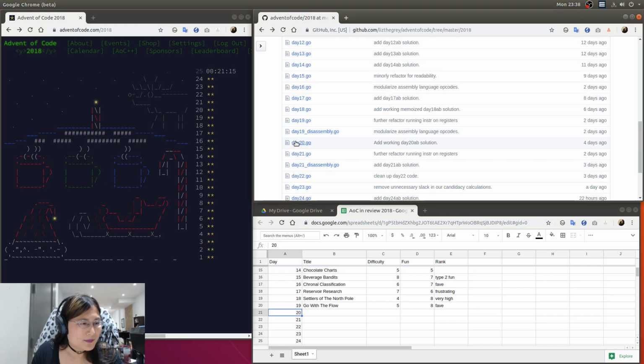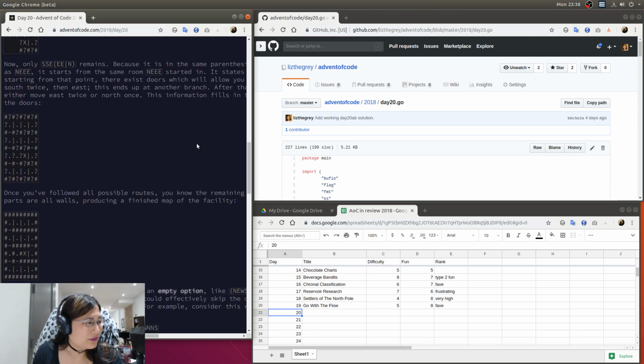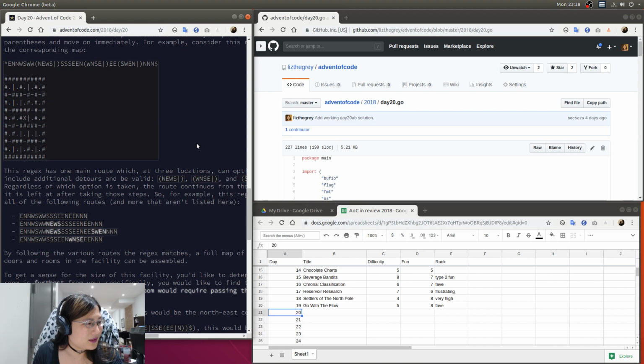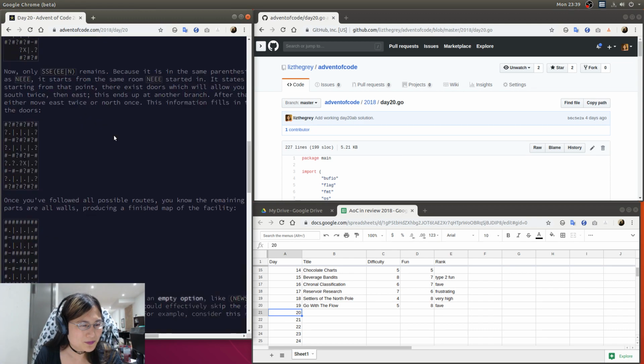Day number 20. So in day number 20, we wound up having to do our first kind of real set of map exploration, and map exploration in a way that I have never seen before. Specifically, it gave you a regex. And at first I thought, okay, well, I can just test each potential subpath and see whether it matches the regex, but then I realized that's a really, really bad idea. That's not actually going to cause me to get what I need. And not only is it going to cause me to not get what I need, it's going to be really, really slow. So I decided not to do that.